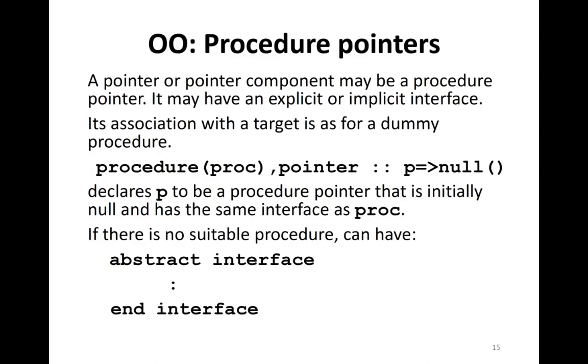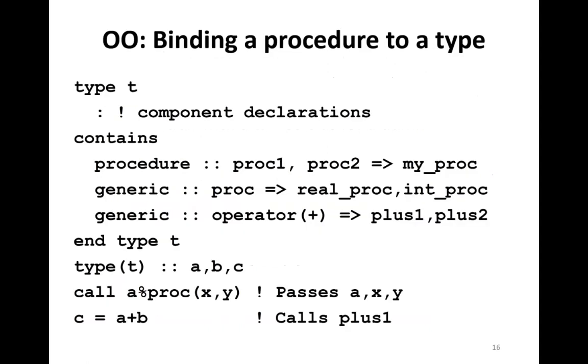So that's the same kind of arguments, and the same number of arguments, the same kind. It's initially null, so it points to null. And if there's nothing you can point to to specify the interface, you can declare an abstract interface. So the latter declares what the arguments are and things like that without declaring an actual procedure. You can bind a procedure to a type. So this means the procedures will always be available whenever the type is available.